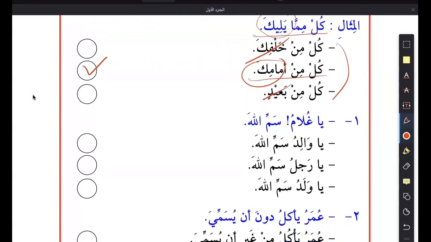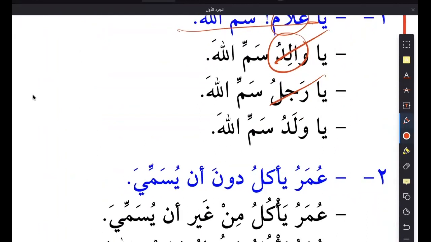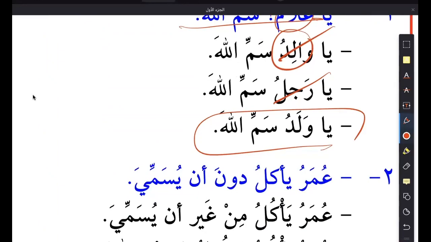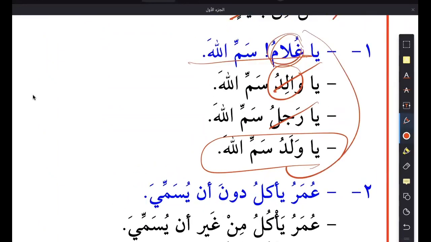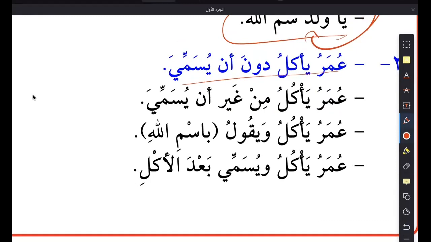Now, ya ghulam, samillah. Ghulam is not walid, so this is not right anyway. So rajul is not good. So we're looking at this one. Ya walad, samillah. So ghulam here means walad, which I already explained to you. Omar ya'kulu duna ayyusammi. So I think here they're testing you on your understanding of duna. Duna means other than or without. So I think this one makes sense. This is the meaning. Min ghairi. Duna means min ghairi, without.